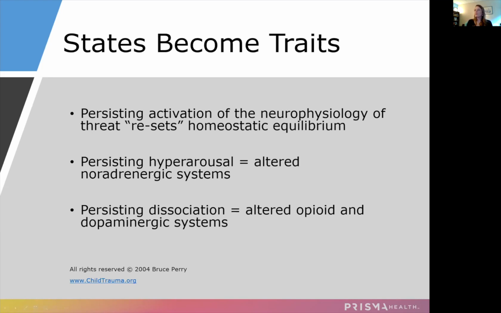And if you have spent a lot of time learning about substance abuse, guess where all of the chemicals that people tend to abuse work? On our noradrenergic systems, our opioid systems, and our dopamine systems. And so it's not surprising that someone who has this reset equilibrium might be seeking external help to stay regulated.